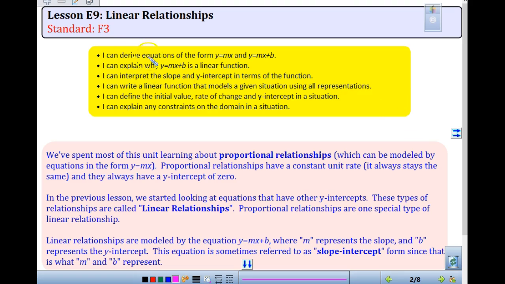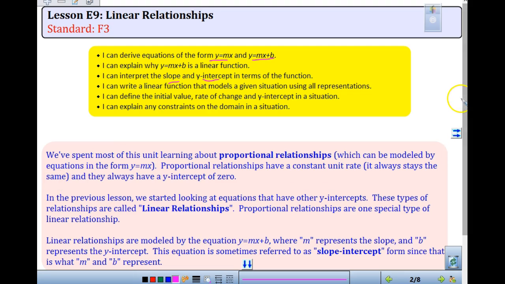I can derive the equation for this form, y equals mx, and now y equals mx plus b. This is called a linear function. We're going to talk more about interpreting our slope and our y-intercept. These are linear functions that we are using. We're going to be defining the initial value and the rate of change. As we read this part, Bo, would you please start where it said we've spent?